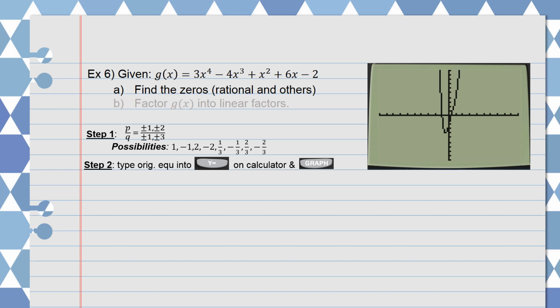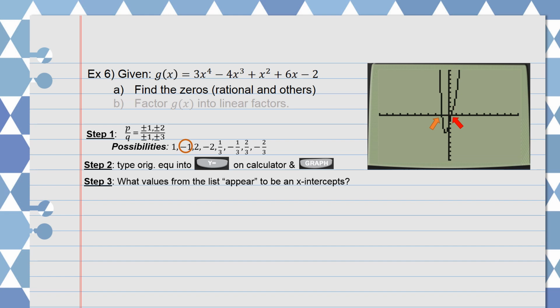Hopefully your graph looks something similar to mine. Now that we have the graph, what values from our list of possibilities appear to be x-intercepts? Well, reading the graph from left to right, the first x-intercept appears to be at what value? Well, it appears to be at -1, which is in our list, so we make note of it. The other x-intercept appears to be a fractional value. Now that fraction appears to be closer to 0.